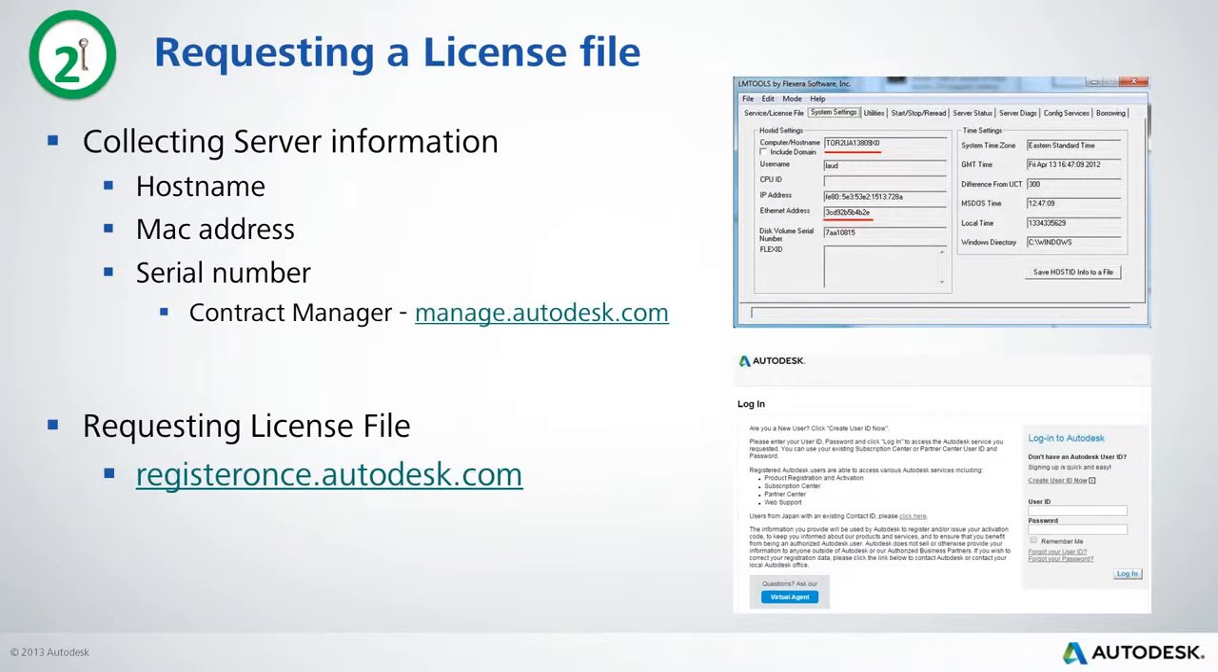The information that you're going to need is the server name, its MAC address, and the serial numbers for the license that you require. Like I mentioned before, if you have multiple serial numbers, multiple suites, then I recommend that you allow us to create the network license file for you. It's a simple text file.